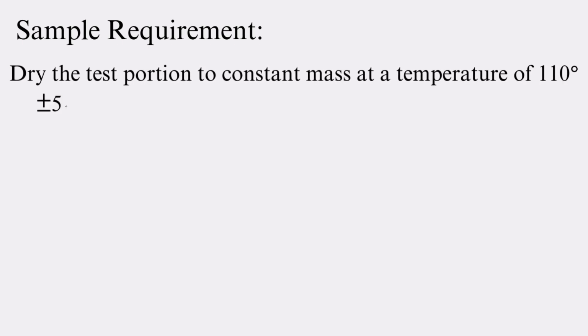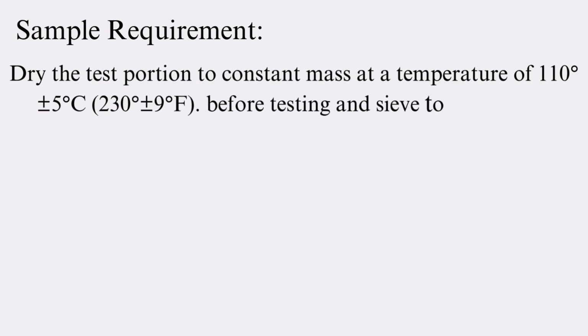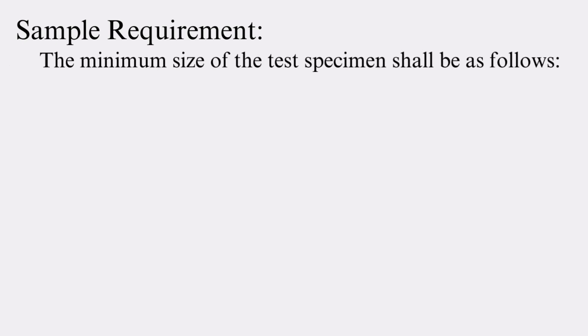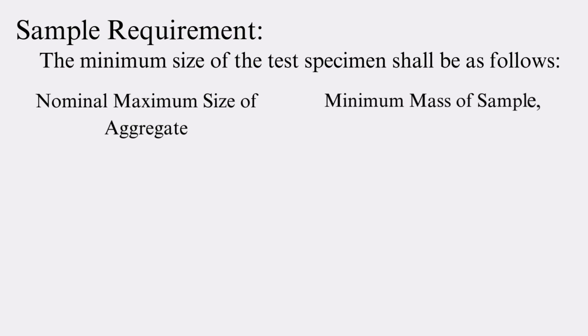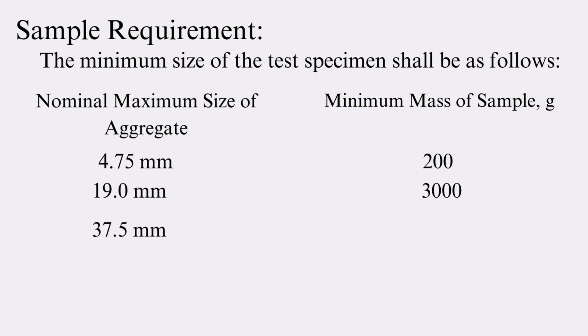Sample requirement. Dry the test portion to constant mass at a temperature of 110 ± 5 degrees Celsius, 230 ± 9 degrees Fahrenheit before testing, and sieve to remove the undersized material. The minimum size of the test specimen shall be as follows. Nominal maximum size of aggregate, minimum mass of sample in grams: 4.75 millimeters, 200. 19.0 millimeters, 3000. 37.5 millimeters, 5000. 75 millimeters.